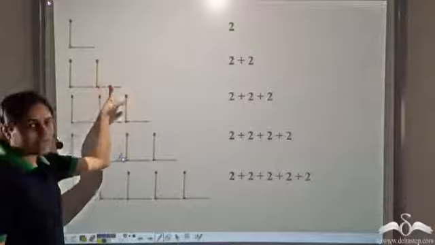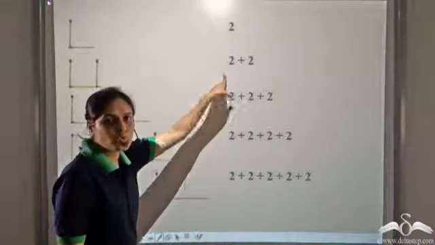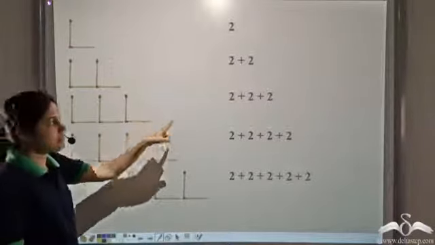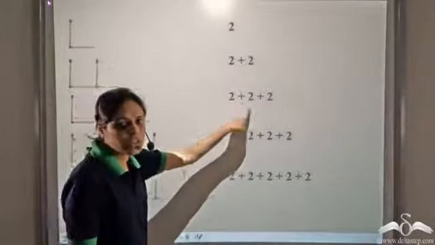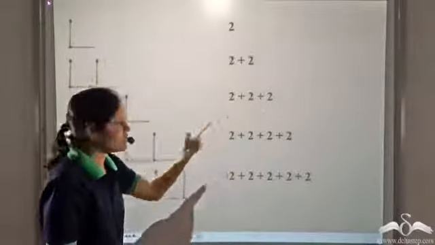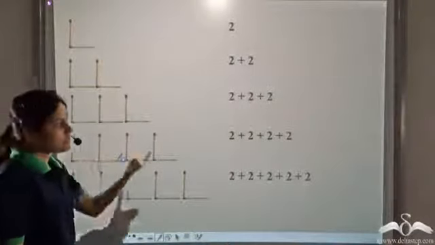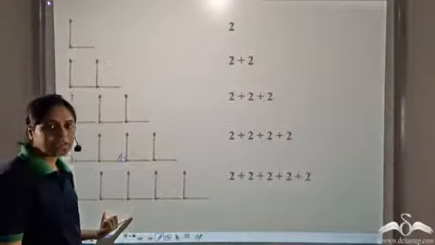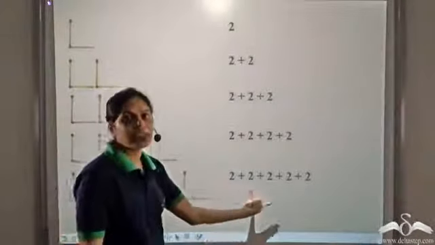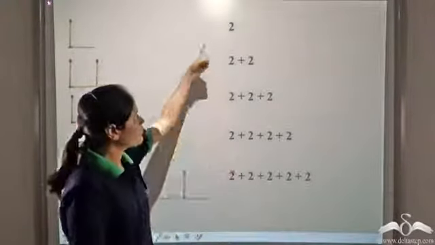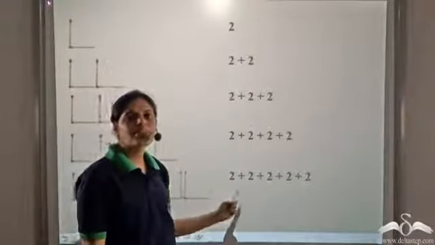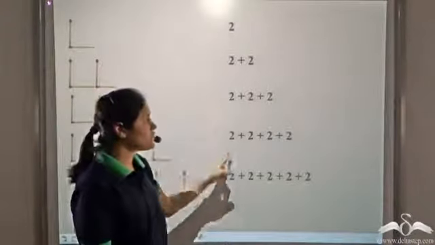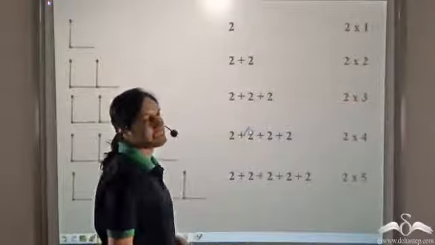To make 2 L's, we require 2 plus 2 matchsticks. For making 3 L's, we require 2 plus 2 plus 2 matchsticks. For making 4 L's, 2 added 4 times. For making 5 L's, we have 2 added 5 times. So what is this? This is repeated addition. And we know very well that repeated addition is multiplication.